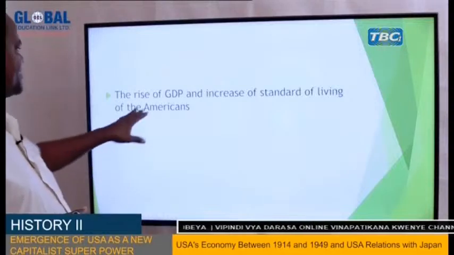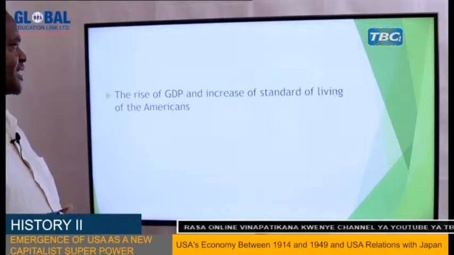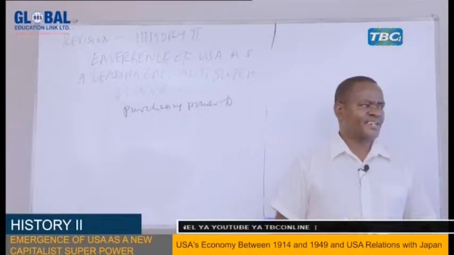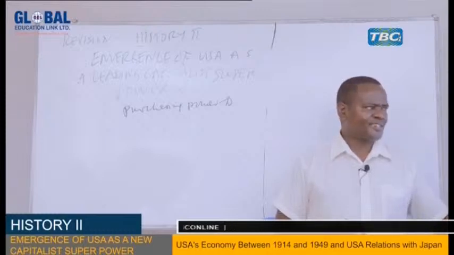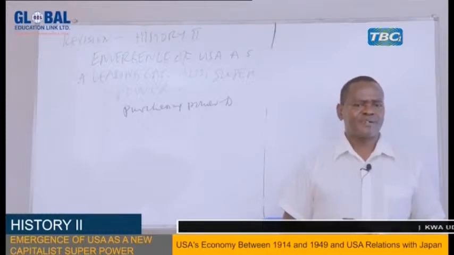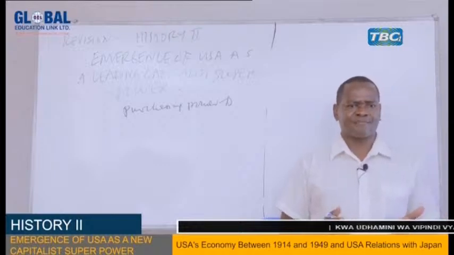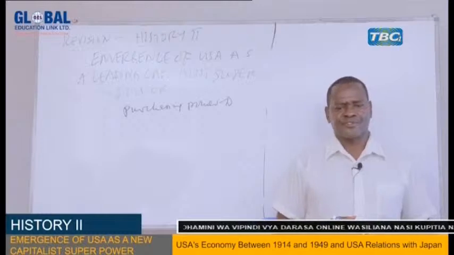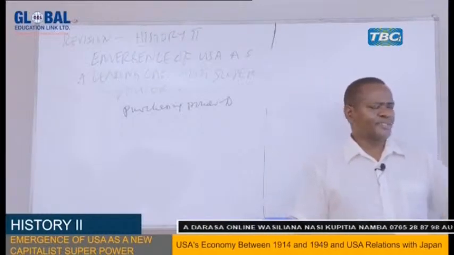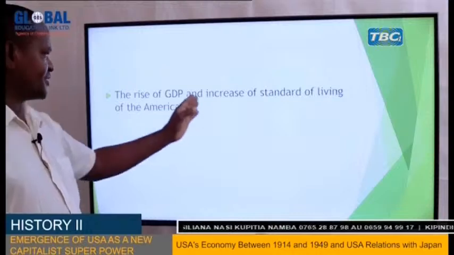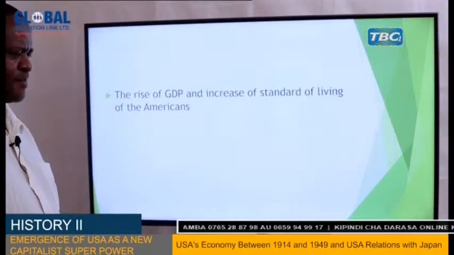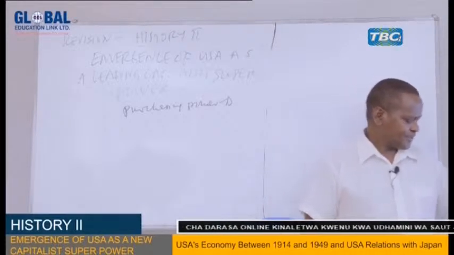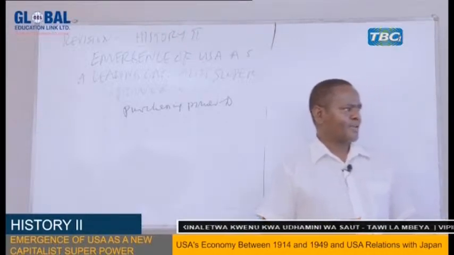Another thing, my dear students, is the rise of GDP and increase of standard of living of the American people. As we said earlier, standard of living has increased because purchasing power at that time was very high, and GDP also was very high. This has become one of the reasons for economic boom, because if the gross domestic product of a nation is very high, obviously it is going to increase the standard of living of the people, and that will lead to economic boom because it is going to boost more production and so on. So this is another factor for economic boom.